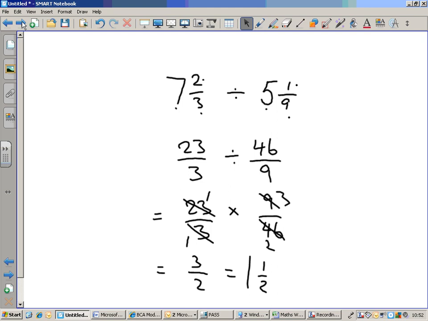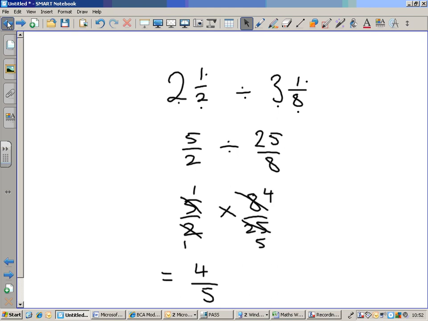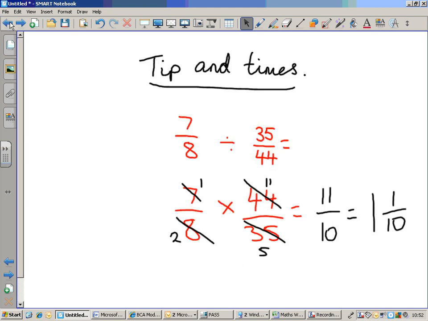Done. How do you divide fractions? How do you divide mixed numbers? Same as you multiply them, but you just tip and times. You turn the fraction after the divide sign upside down and you multiply instead of divide. That's it. Couldn't be easier, really.